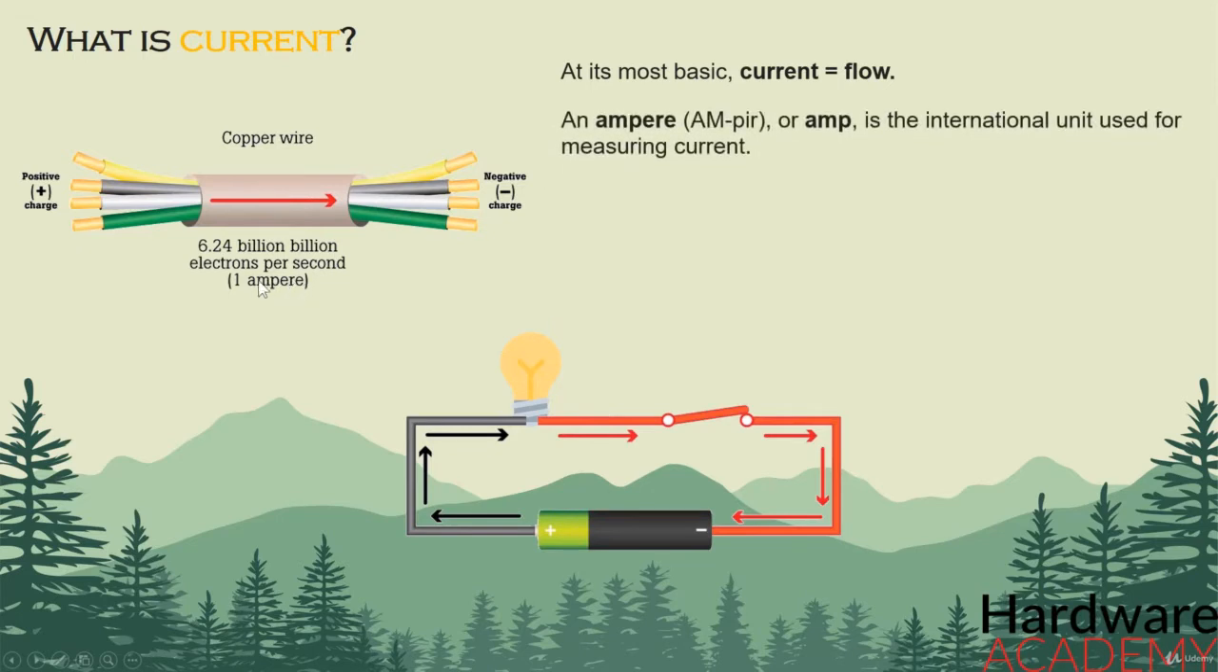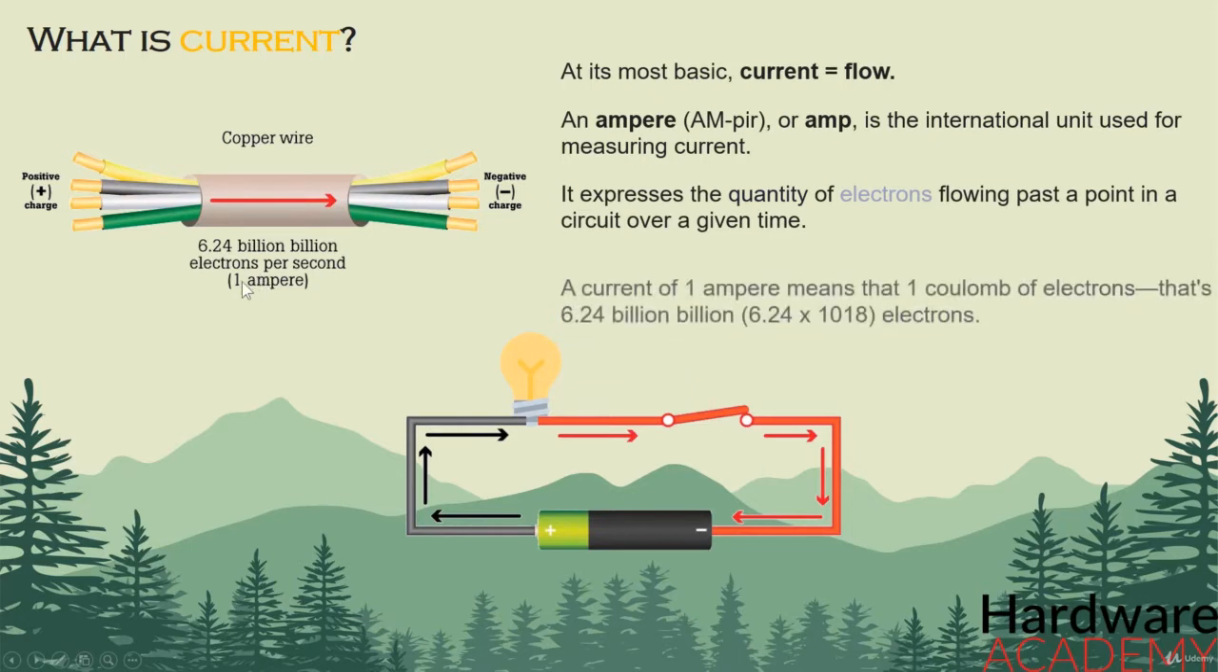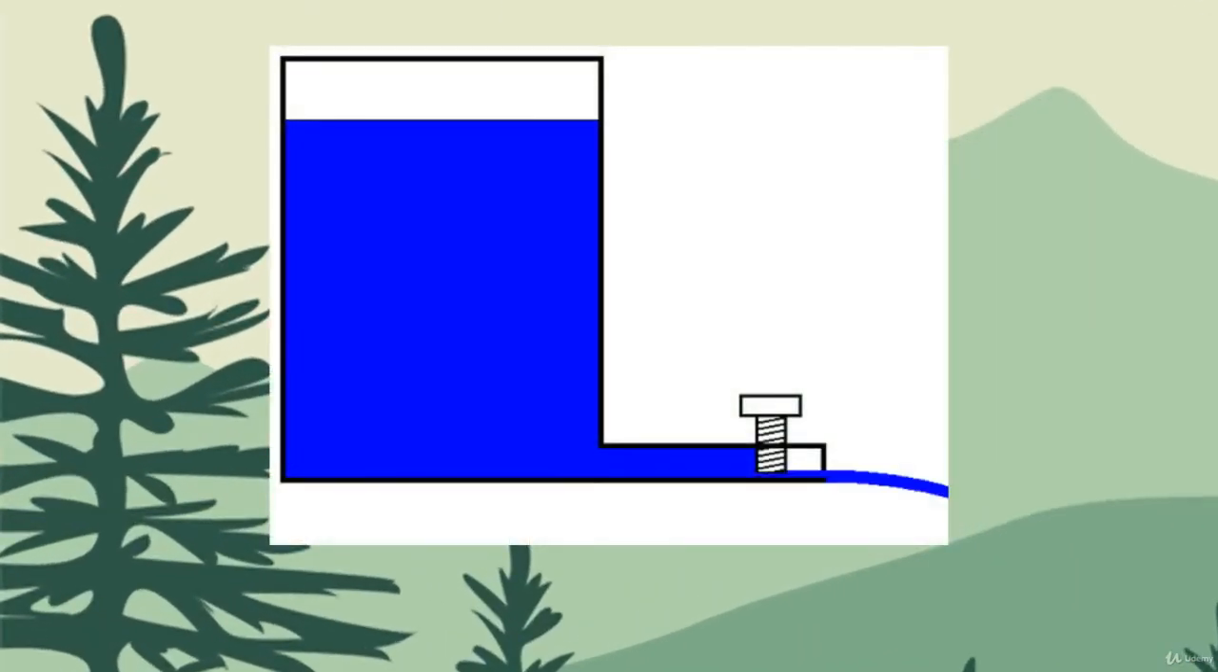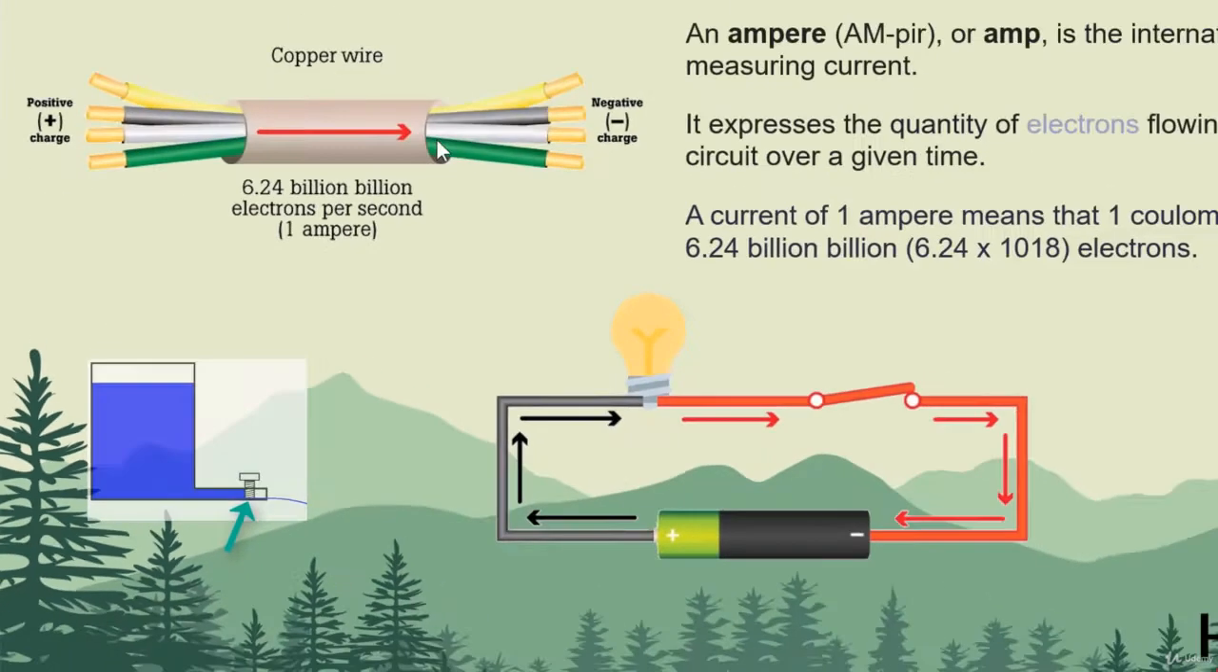It expresses the quantity of electrons, sometimes called electrical charge, flowing past a point in a circuit over a given time. A current of 1 ampere means that 1 coulomb of electrons, that's around 6.24 billion electrons, is moving past a single point in a circuit in 1 second. So the calculation is similar to measuring water flow, like how many gallons pass a single point in a pipe in 1 minute, for example.